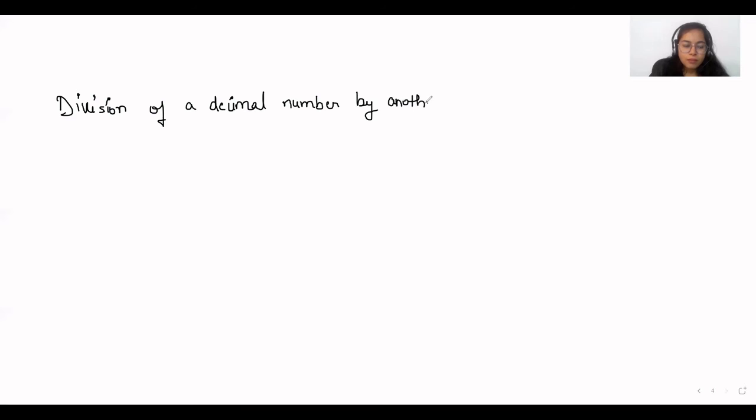Now we'll learn about division of a decimal number by another decimal number. In the previous one, we learned about the whole number. If both numbers are decimals, then how can we solve it? First number is suppose 2.4 and the second number is 0.3. So simple: 2.4 has 1 digit after the decimal, so you write 24 over 10, then the division sign. Here it is also the same, 3 over 10.